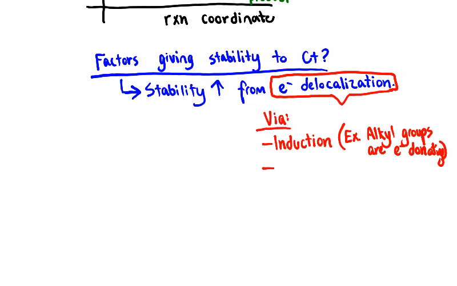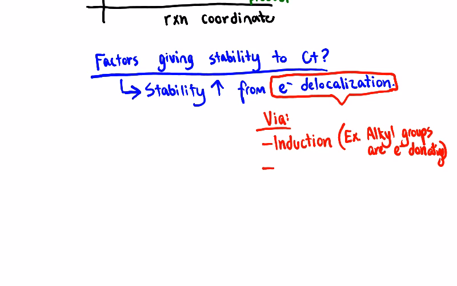That's why a tertiary carbocation, which has three alkyl groups bonded to it, is more stable than a secondary carbocation that has only two alkyl groups bonded to it. The more alkyl groups we have there to donate electrons, the more stable that carbocation is going to be. So that's one route to give stability to a carbocation.